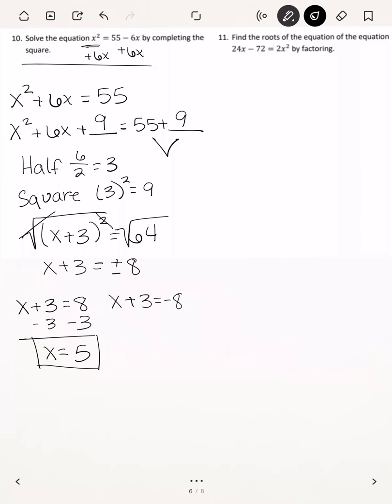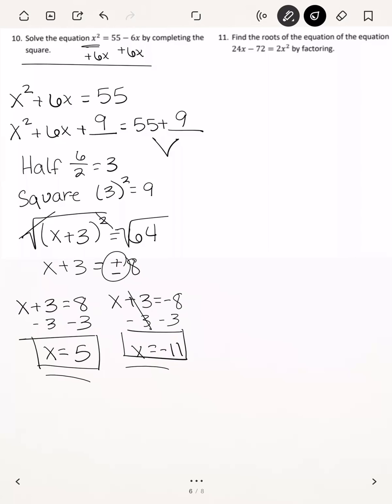So there's one x value. I should get two solutions. Okay, and then I minus 3, negative 8 minus 3 gives me x equals negative 11. There are my two solutions. So remember, once you take the square root, you have to have this plus or minus there so you can get two different answers.